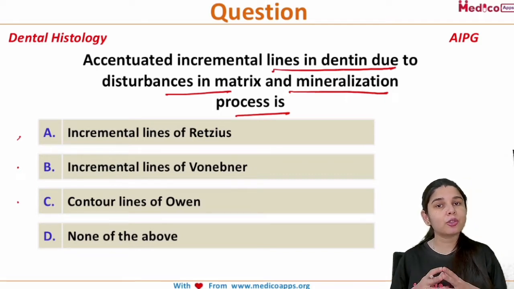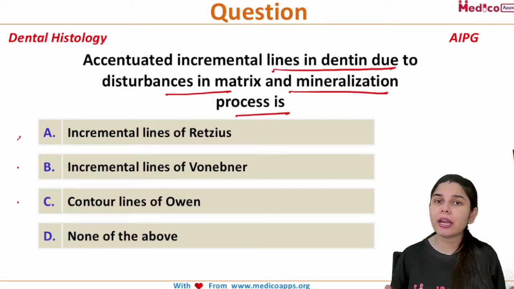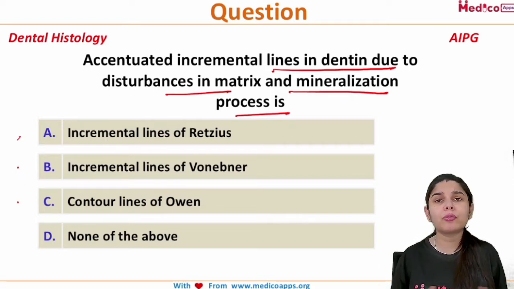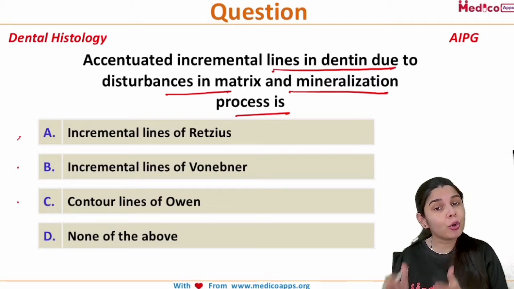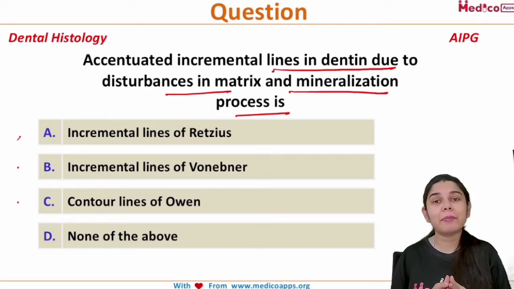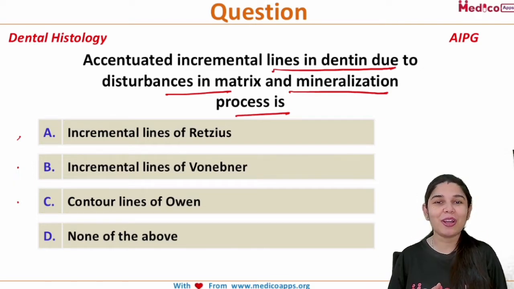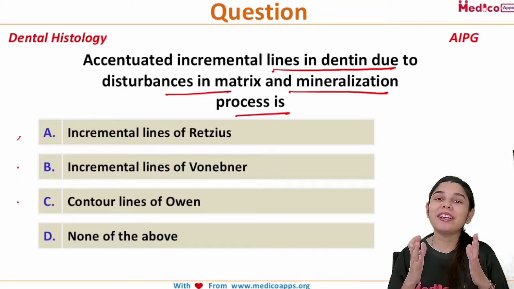Now, to understand this question, you should know all three options. What exactly are the incremental lines of Retzius, the Ebner incremental lines and the Owen contour lines? All these you should know. They are not very difficult, but you should know the difference between all these three incremental lines, because such questions only create confusion when we are sitting in the examination hall. So let's learn one by one quickly about these three important incremental lines, which are important in the formation of our teeth.